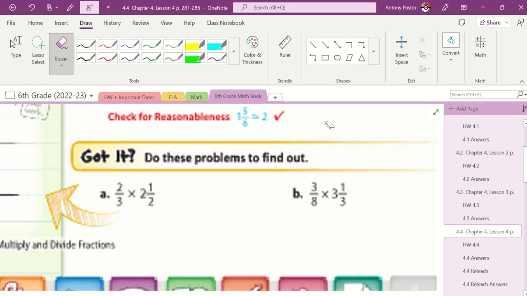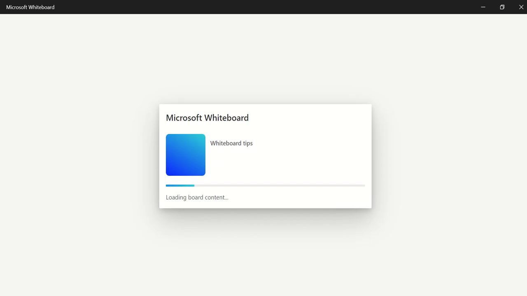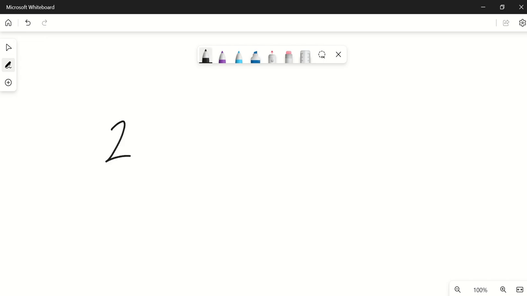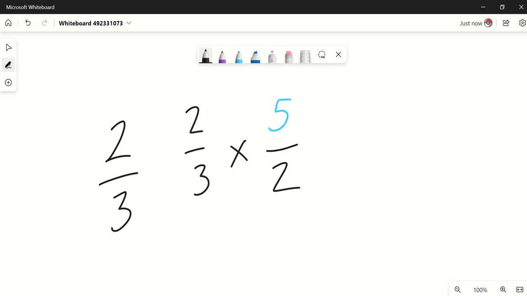All right, so 2/3 times 2 1/2. Yep, wrote it correctly. The 2 1/2 does need to change. 2 times 2 will be 4. Add it to the top, it will be 5/2. I'm going to erase all of this, and I'm going to write my question a little bit closer so I can multiply now.